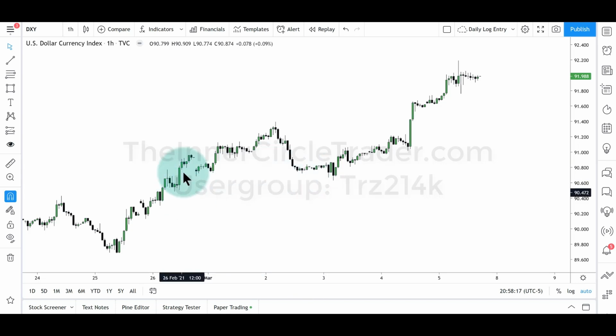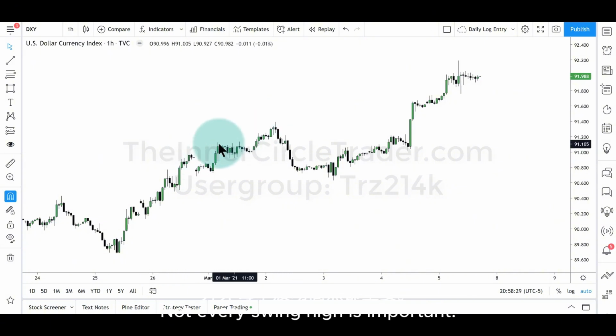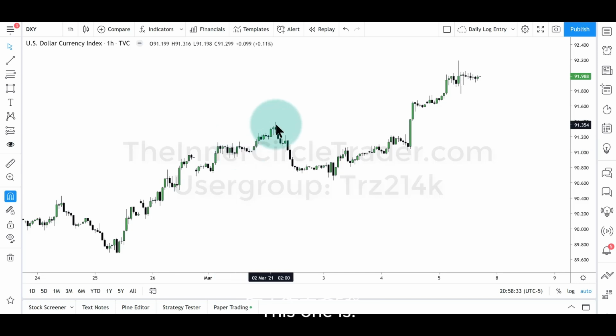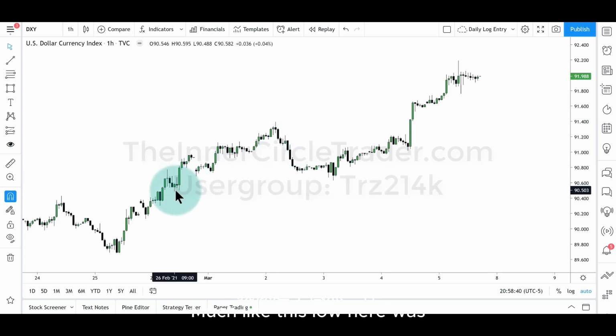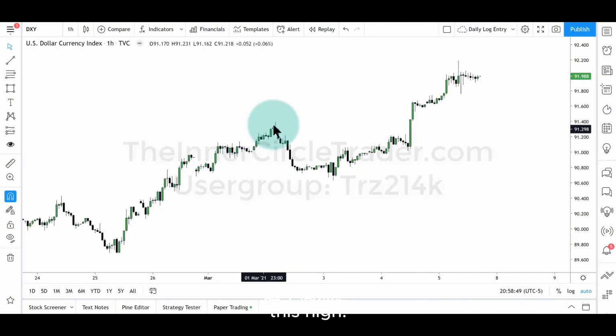So ahead of this imbalance, this low right here. What I'm looking for is swing lows and swing highs. Not every swing high is important. Like this swing high here, not terribly important. This one is. Why? Look how much energy there was used to get away from that high. Much like this low here was energetic because we had this imbalance here. So we have displacement. So I'm going to look at this low and this high.